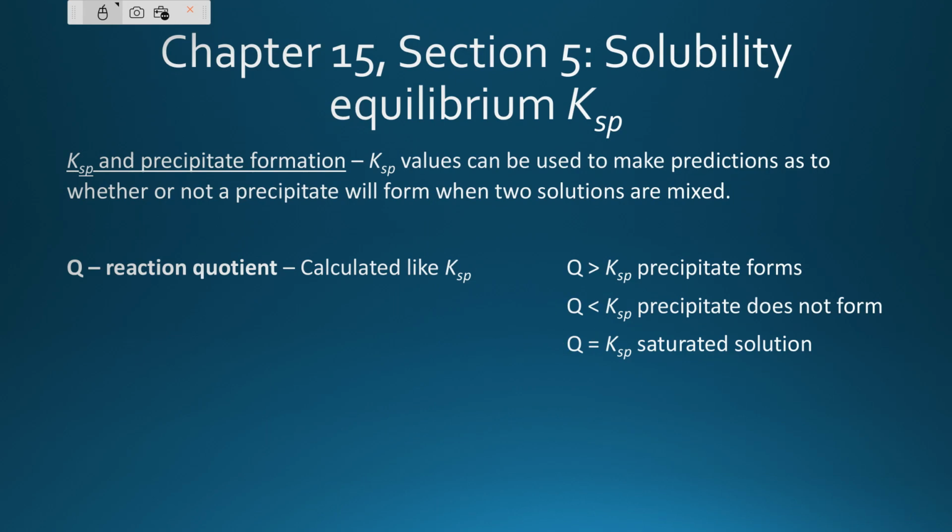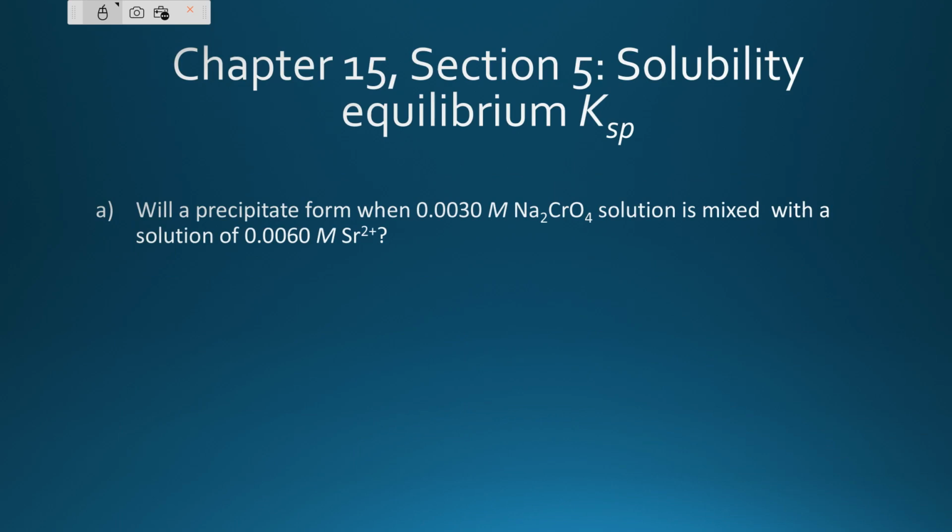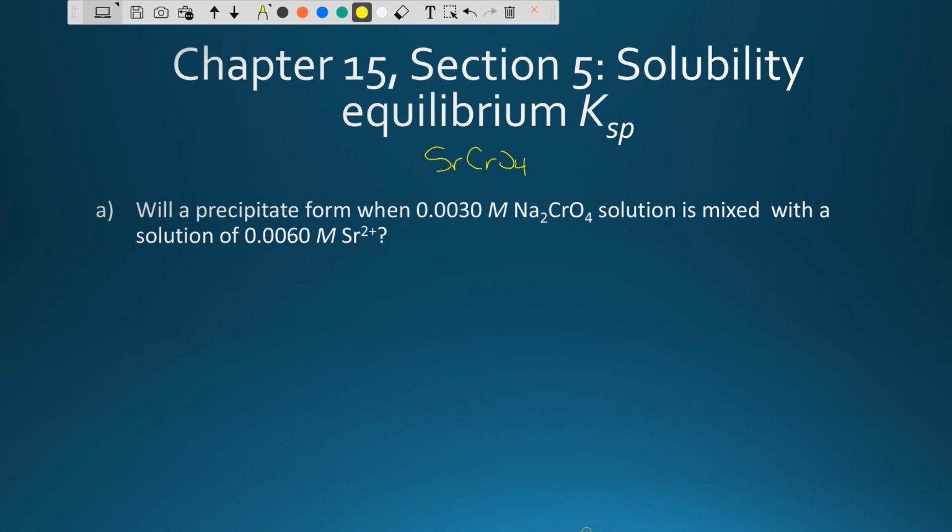And then if my Q equals K, then it's completely saturated. So here's what we can do with that. Again, Q is when the reaction is going, and K is at the end of things. So I'm going to be mixing these things together. We're going to be mixing a solution of my strontium with the sodium chromate. The question is, when these react, what am I going to get? I'm going to end up with strontium chromate. It's going to kick that sodium out as a spectator ion, and so my strontium chromate is going to be a dissociation of strontium ions as well as my chromate ions.